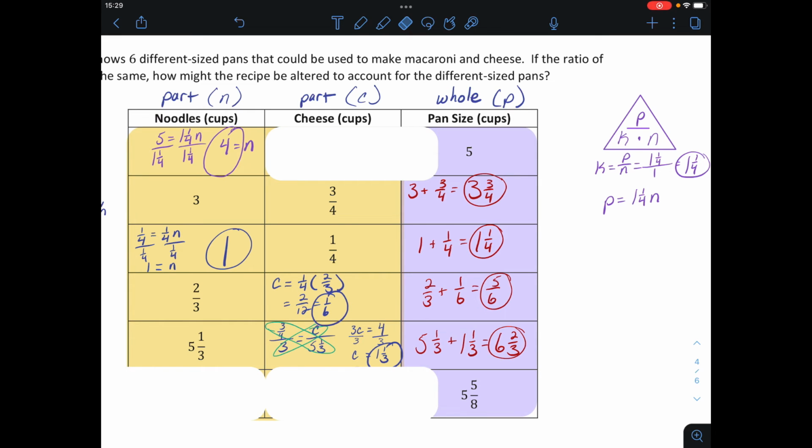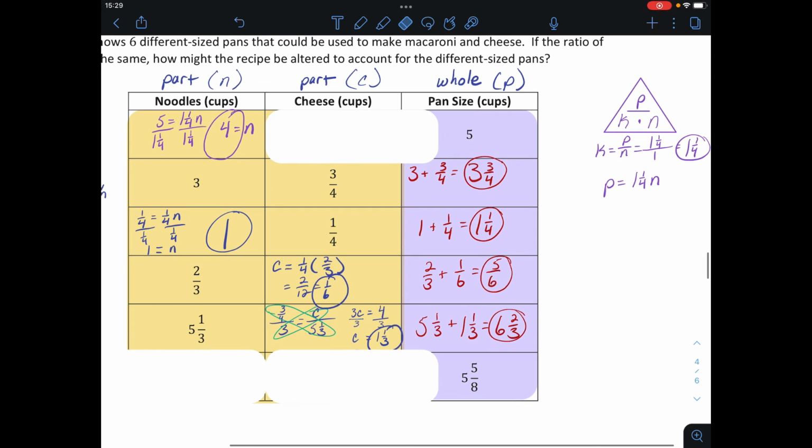So 5 goes in for P in P equals 1 1/4 N. To get N by itself, I divide by this constant of proportionality, 1 1/4, and I isolate my variable to get that N is 4 cups of noodles.